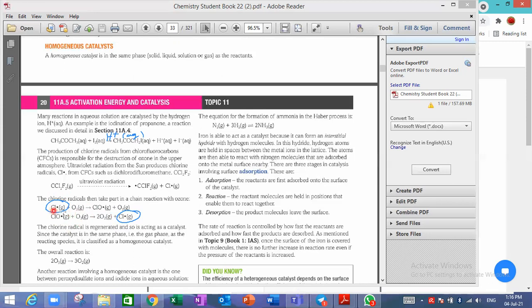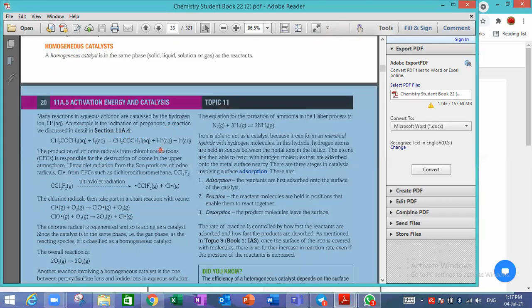That's why we call the chlorine free radical a catalyst, because a catalyst enters the reaction and comes out at the end of the reaction without being used up. They return in the same form they started the reaction with. So here, since both chlorine free radical and ozone are gases, we call it a homogeneous catalyst. The net reaction, of course, is that 2 moles of ozone decompose into 3 moles of oxygen gas. So the ozone is destroyed by the action of the chlorine free radical.